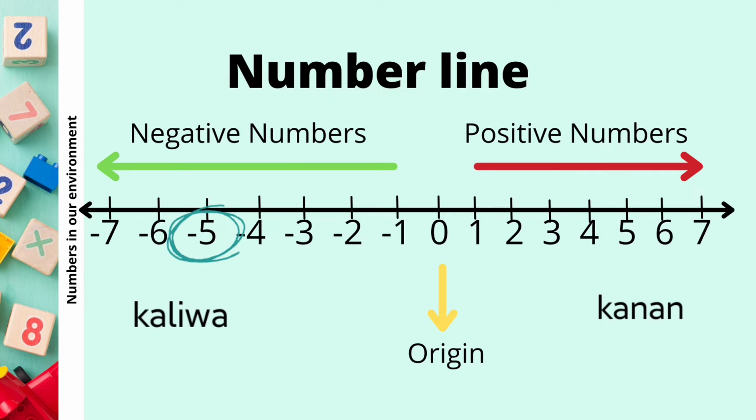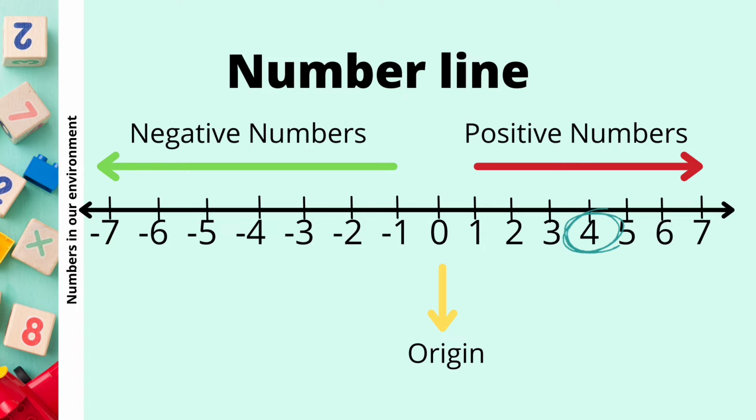Ang negative 5 ay nasa kanan ng negative 6, kaya ang negative 5 ay mas malaki kaysa sa negative 6. At ang negative 6 naman ay mas malaki kaysa sa negative 7 kasi nasa kanan si negative 6 ng negative 7. Gayon din ang 4 ay nasa kanan ng 3, kaya mas malaki ang 4 sa 3.